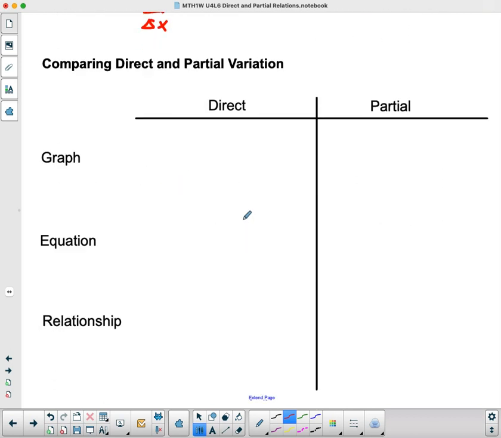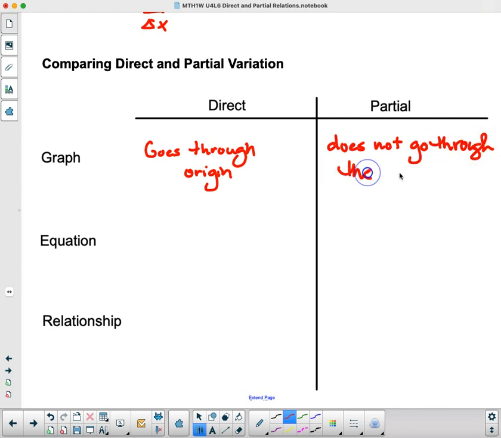So comparing direct and partial variation. For a graph, direct variation goes through the origin. Partial variation does not go through the origin. On the graph, for both of these, it is a line, a straight line. It doesn't curve. It is a line.